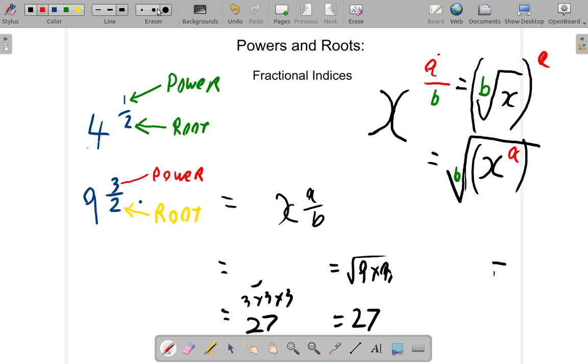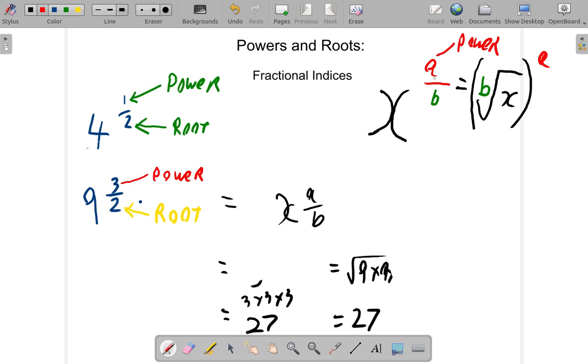Alright, so basically the numerator of the index tells you that you must raise the number x to that power, and the denominator tells you that you must find that root of the number, that root of x.